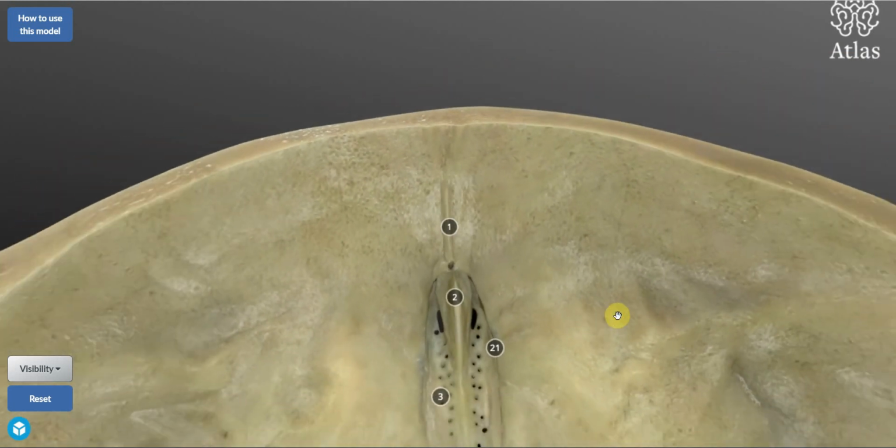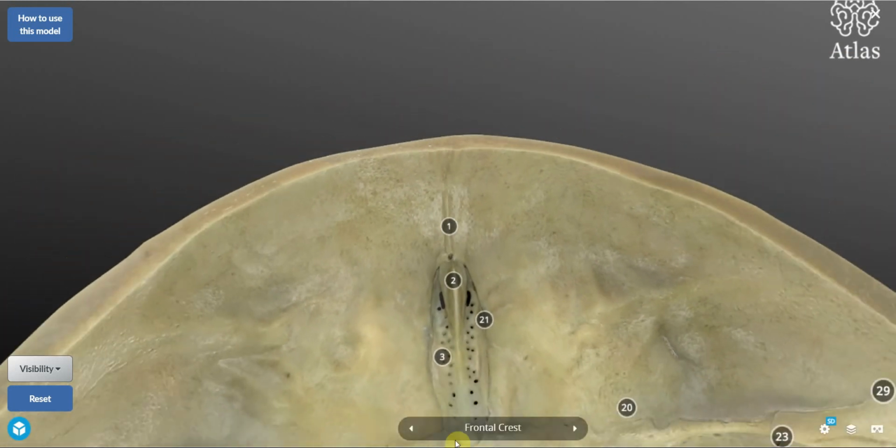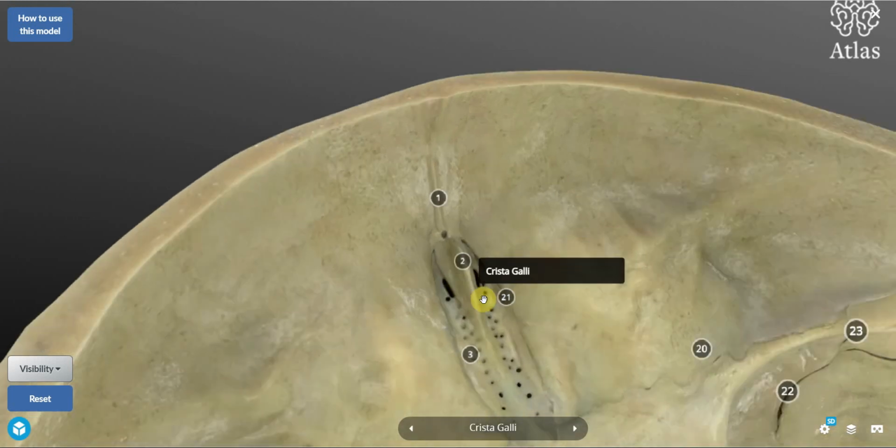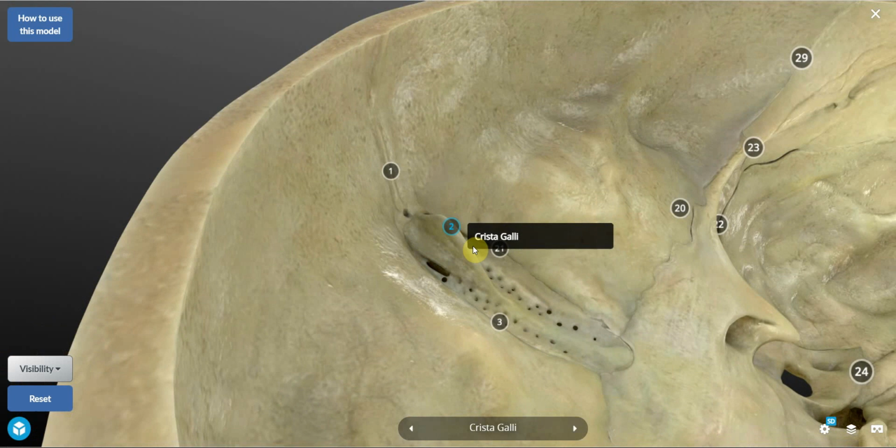Posterior to the foramen cecum is this quadrilateral part of bone which is called the cribriform plate of the ethmoid bone. On the anterior part of this, there is this linear elevation which looks like a cock's comb, and we call this the crista galli. The anterior end of the falx cerebri is attached here.